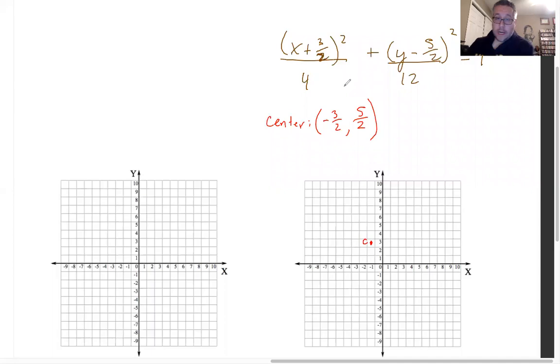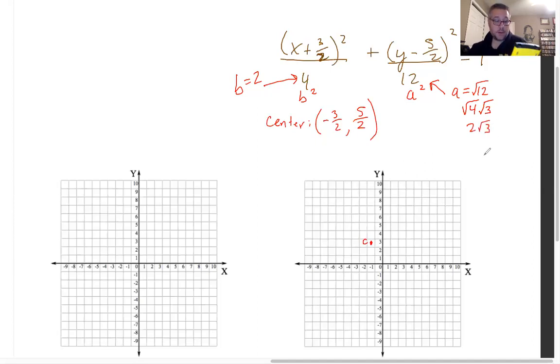Now we'll work on our A and B value. Remember that the bigger denominator, which here is 12, has to be A squared. The smaller one has to be B squared. So then we know that if B squared is 4, just regular B is 2, which would be half of the minor axis. And if A squared is 12, then A would be the square root of 12, which another way to think of that is it's divisible by the perfect square 4. So that's √4 times √3, or 2√3. Or in terms of a decimal, the square root of 12 is about 3.5.